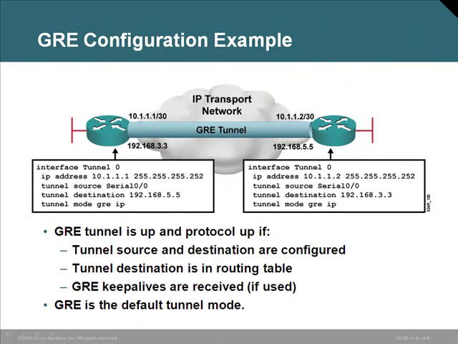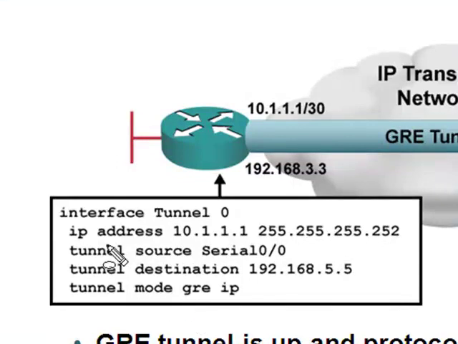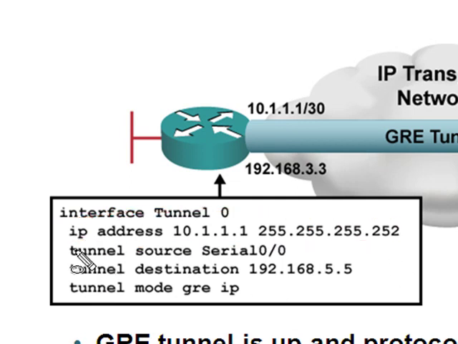Here's an example of a simple GRE tunnel configuration. A virtual interface known as a tunnel interface is set up on the first router. This tunnel interface is given an IP address. It's given a source interface. This could be a physical interface or a loopback interface. It's given a destination IP address, and its tunnel mode is set to GRE over IP.